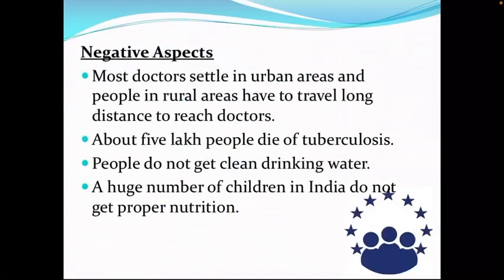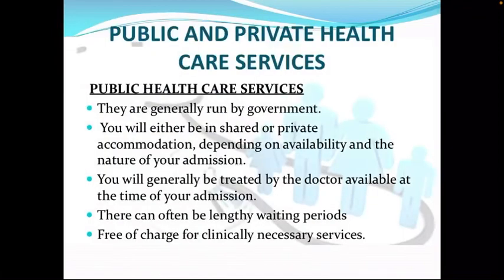A huge number of children in India do not get proper nutrition. That means the proper balanced diet. They are malnourished. This shows that there are certain loopholes in the healthcare facilities. Then, these healthcare services are divided into two parts, public and private. First of all, we are going to know about public healthcare services. These are generally run by the government.